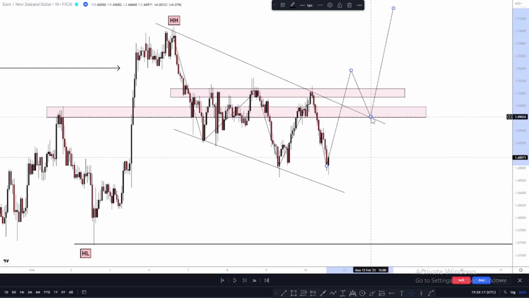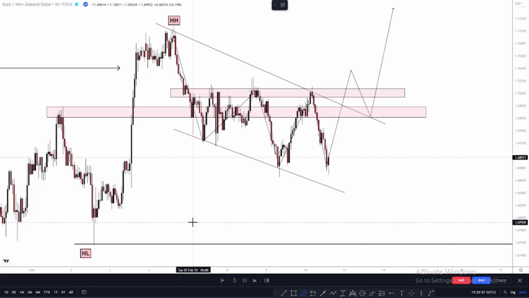So after we retest this resistance and trend line, what next will we be waiting for? We'll be waiting for a bullish confirmation candlestick for us to go in for longs. So please take note, this is what we'll be looking for going into next week.